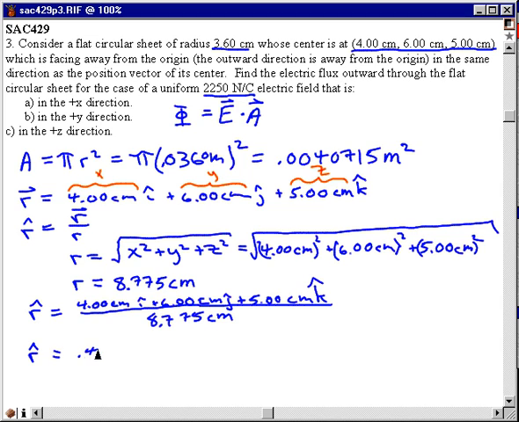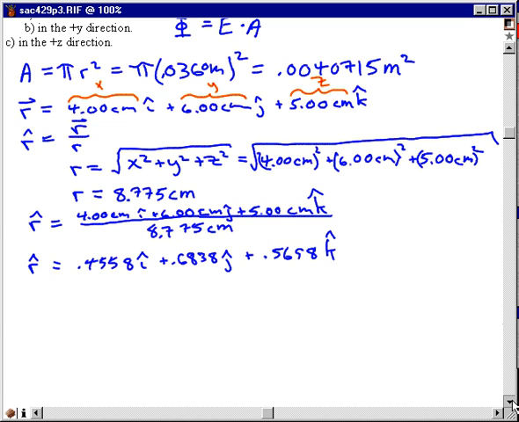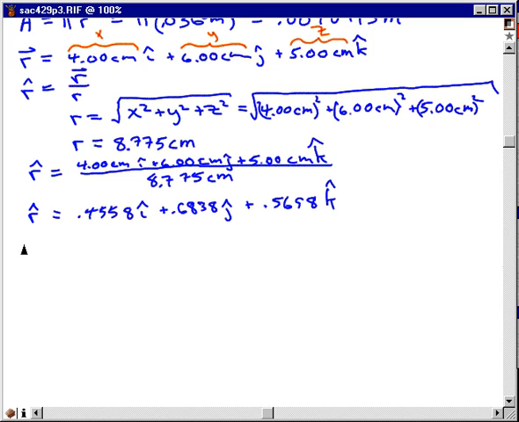And we get 0.4558 times I plus a pure number, 0.6838 with no units, times J plus 0.5698 times K. You might want to verify that this is indeed a unit vector by taking the square root of the sum of the squares of the components, and you better get something very close to 1. To 3 sig figs it should turn out to be 1.